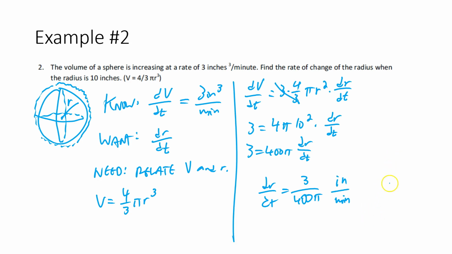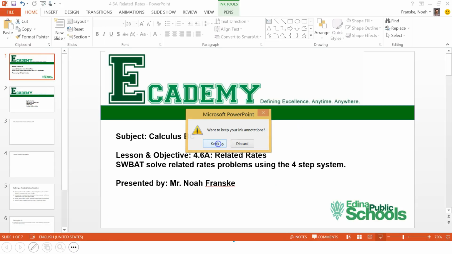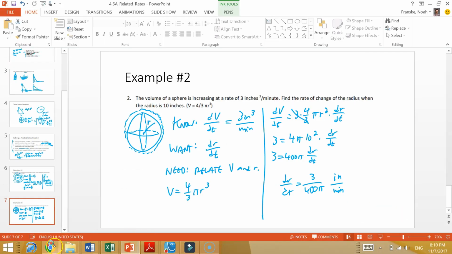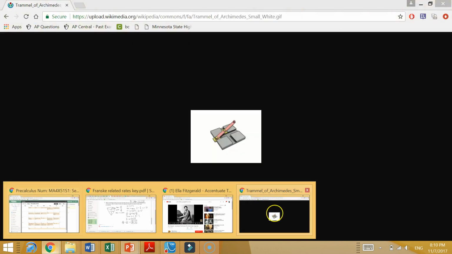You may have noticed in my room, there's always someone playing with them. Let's see if I can end the show here. There's a Trammel of Archimedes. The Trammel of Archimedes is a little, it's a toy really.